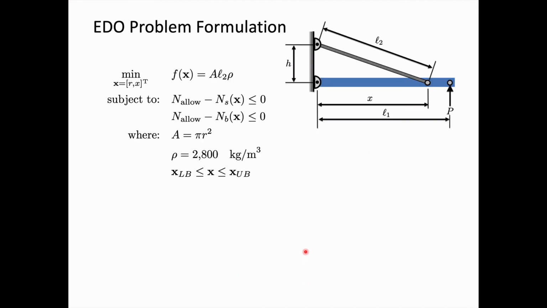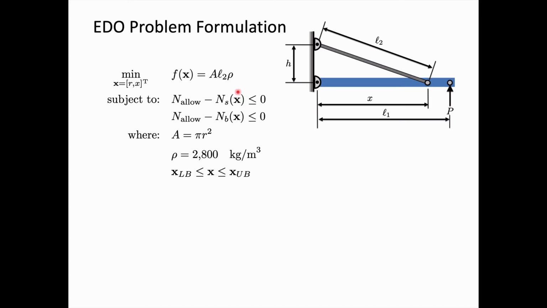Here's the problem formulation. We want to minimize mass, the cross-sectional area, times L2, the length of the rod, times the density of the rod material, or aluminum, with respect to the radius of the circular cross-section, and x, the location where we are attaching the rod to the beam. Subject to two constraints.